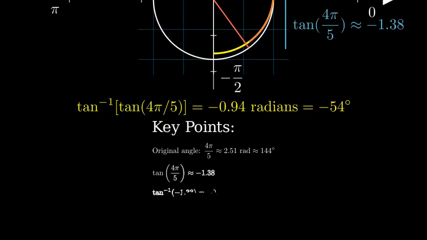In conclusion, even though we started with an angle of 4 pi fifths, which is outside the principal range, taking its tangent, and then the inverse tangent gives us the angle in the principal range that has the same tangent value. This is why our final answer is negative 0.94 radians, or negative 54 degrees.